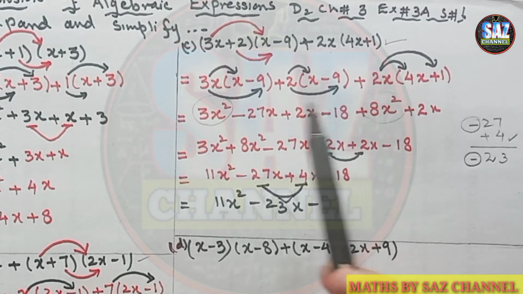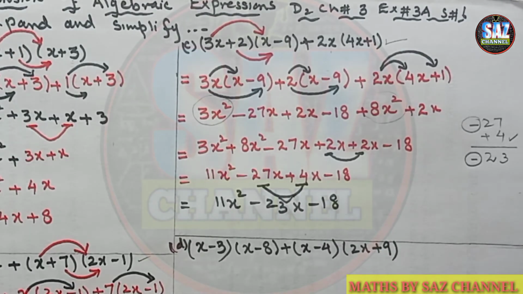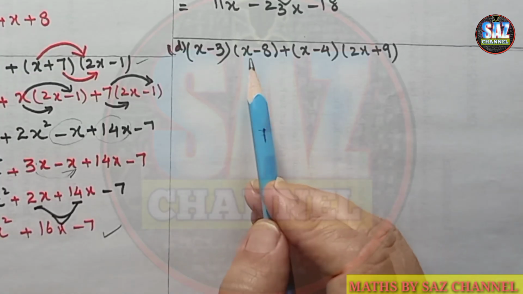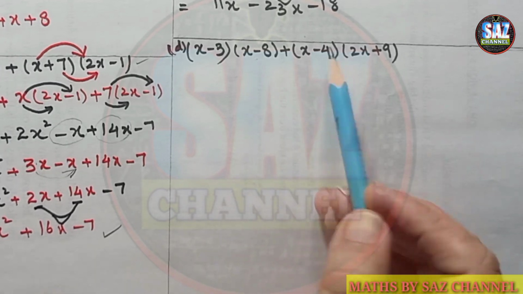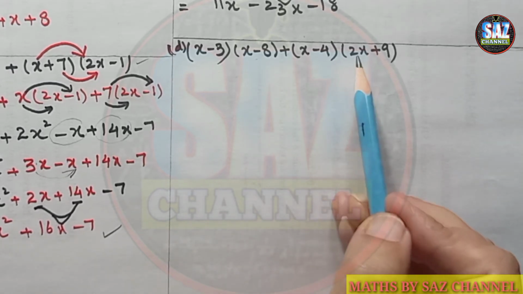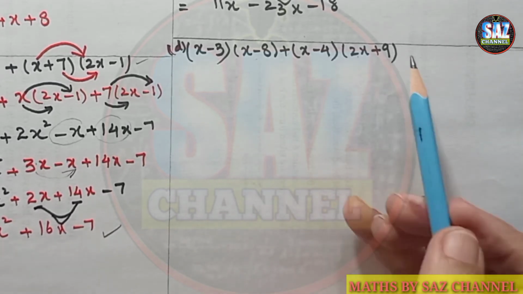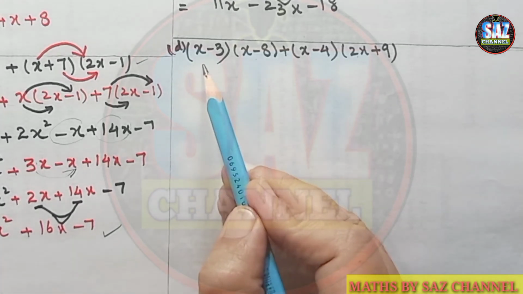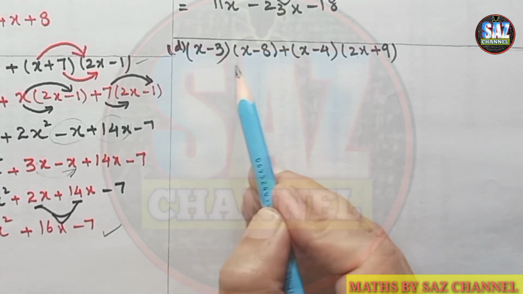I hope you are clear about this question, and let's quickly move to the last part of the question. And the last part is (x − 3)(x − 8) + (x − 4)(2x − 9). If you look at this part, we can mentally simplify this.